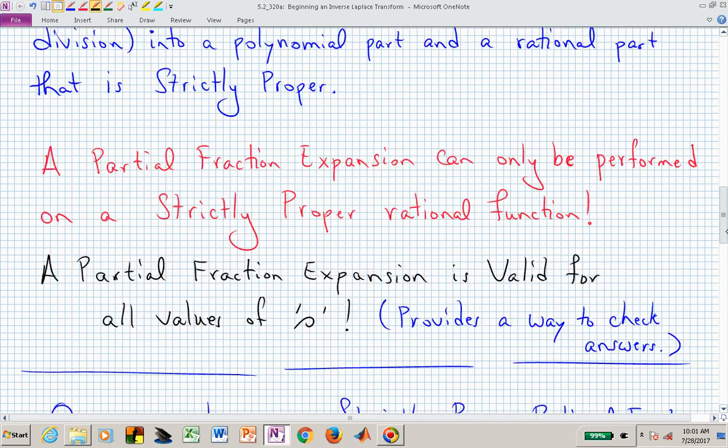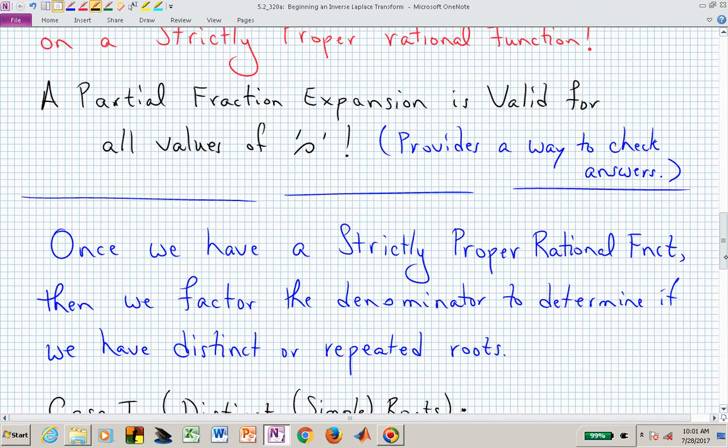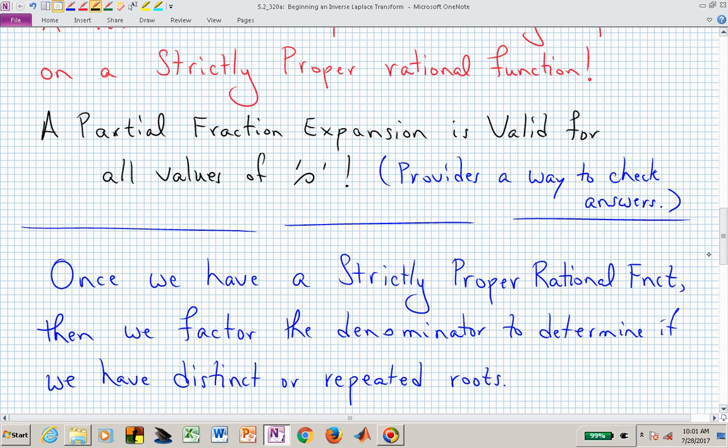Let's now look at the process, the next step. We're sort of doing a two-stage process. One: is our transform strictly proper? If not, then do long division to get a remainder piece that does have a strictly proper transform.